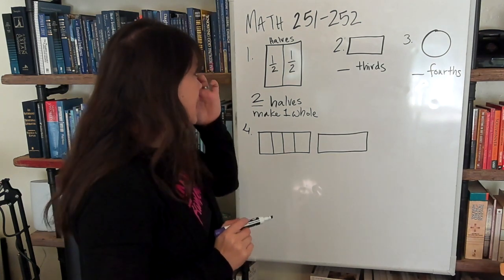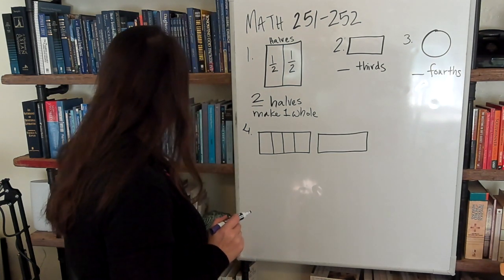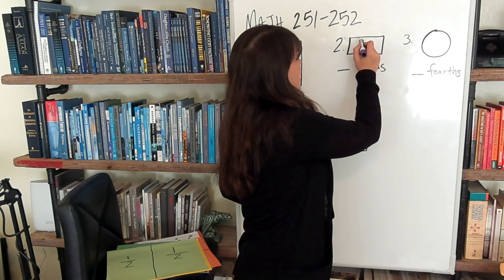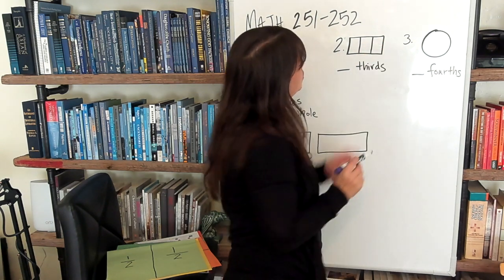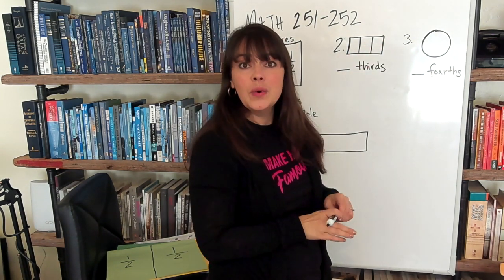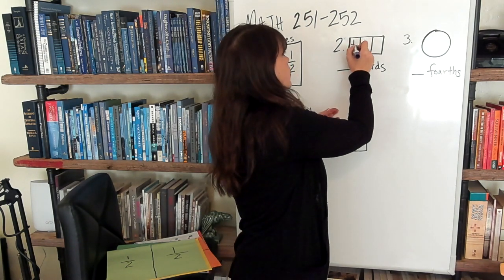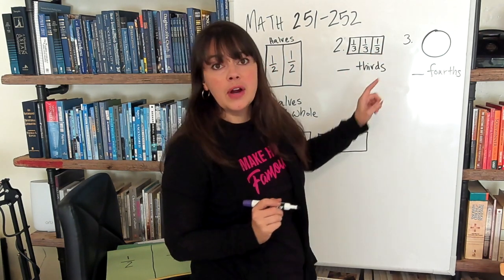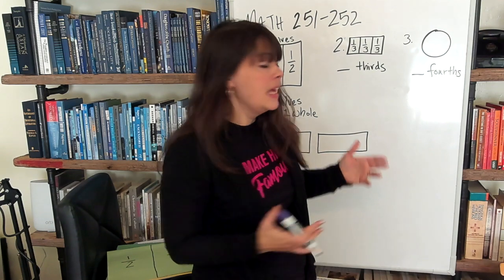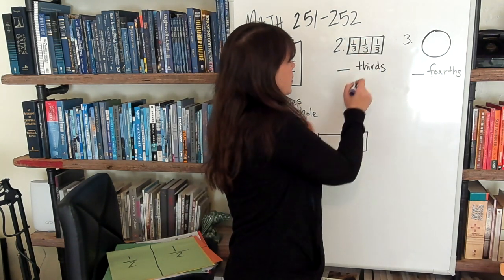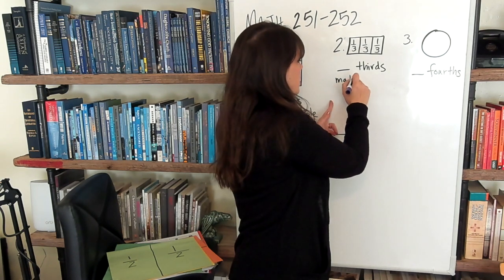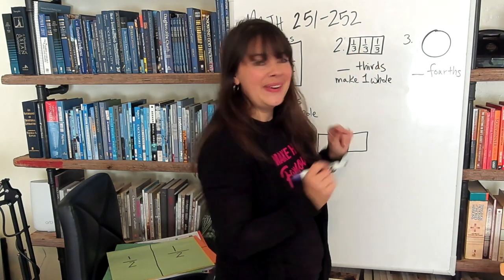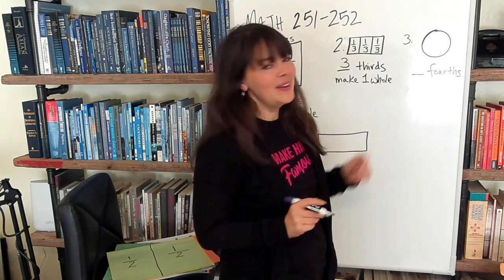All right, let's do the same for the rectangle. Partition this rectangle into thirds. So we will divide it and divide it again. And look, I'm doing my best to make each section an equal part. And then we will label the parts. 1/3, 1/3, 1/3. It's 3 equal parts, so the number on the bottom is 3. And the name of it is 1/3. Now, how many thirds make one whole? 1, 2, 3. 3 thirds make one whole.